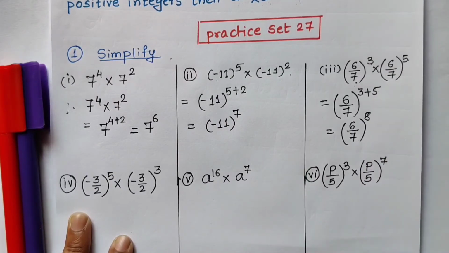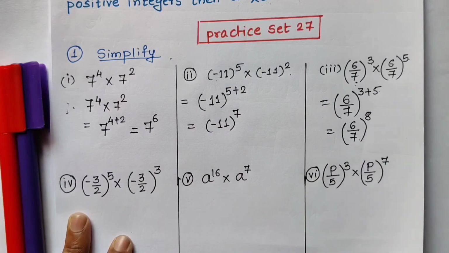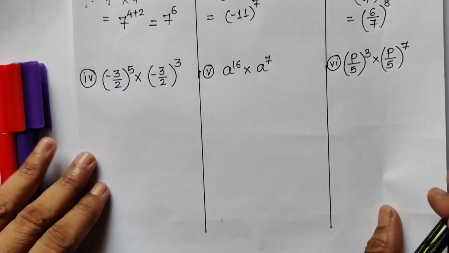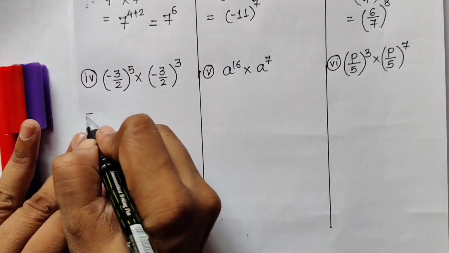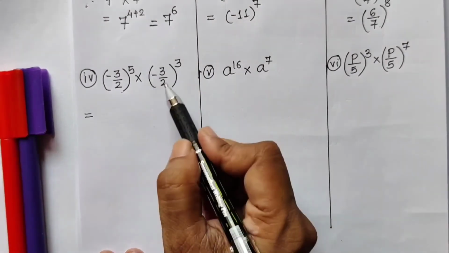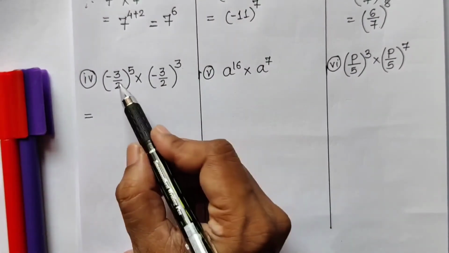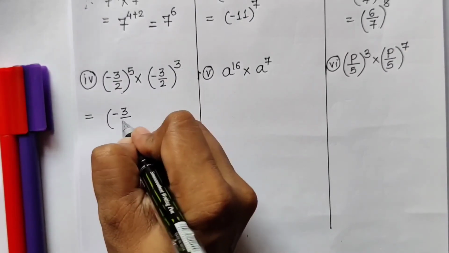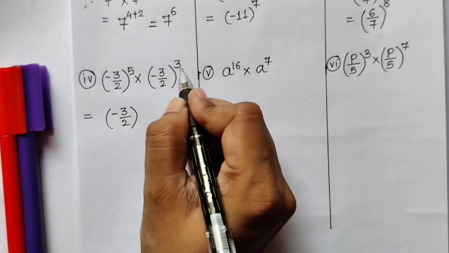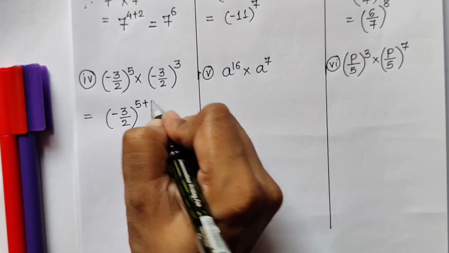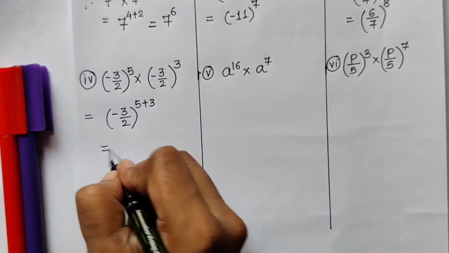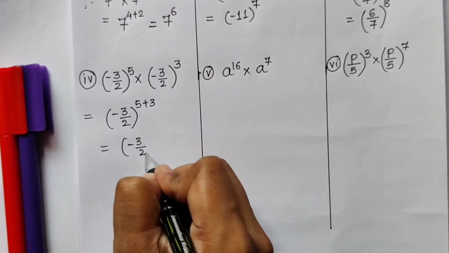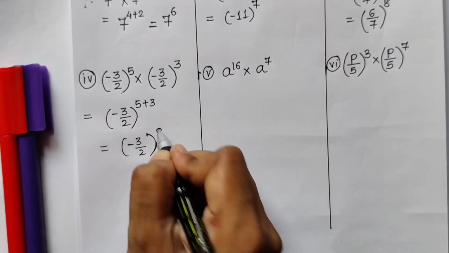3 plus 5 is 8. We have to only simplify. We don't have to solve it. Only simplify. Now let us see the next sum. Minus 3 upon 2 raised to 5 and minus 3 upon 2 cube. So minus 3 upon 2 is the common base. We write it one time and add the indices 5 plus 3. So minus 3 upon 2 raised to 5 plus 3, which is 8.